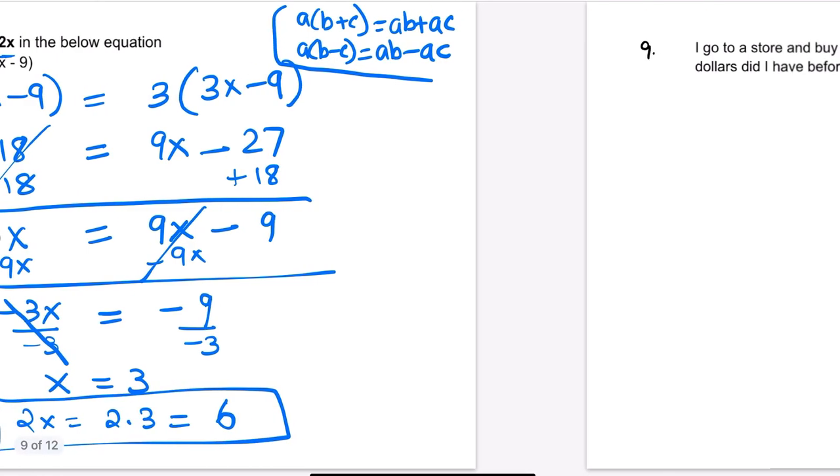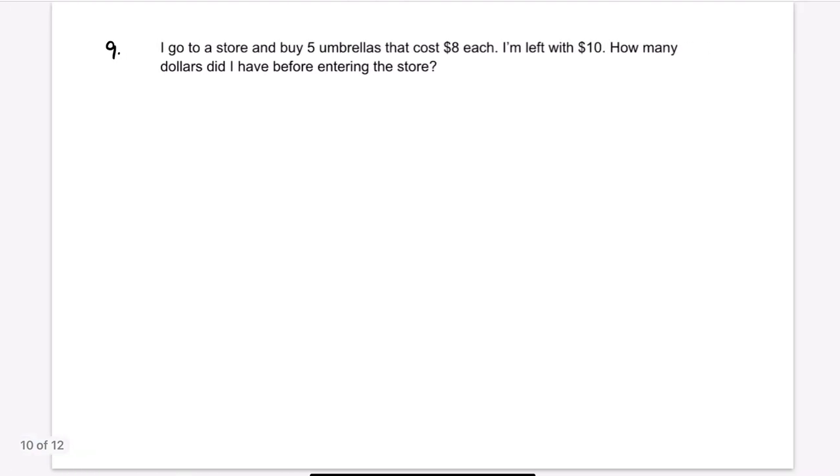Alright. Let's move on to the next problem. I have added a couple of word problems here. Some word problems appear in context in the SAT math test. So let's try to solve these problems.